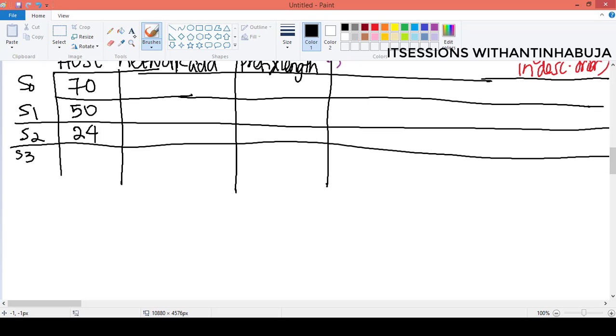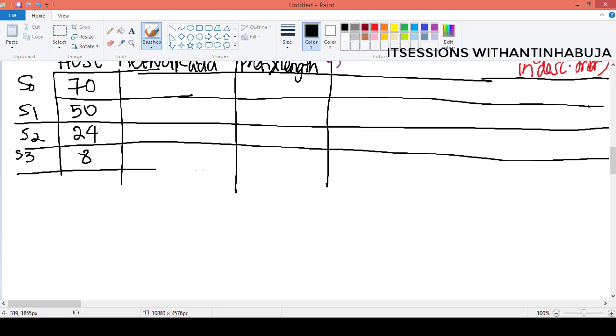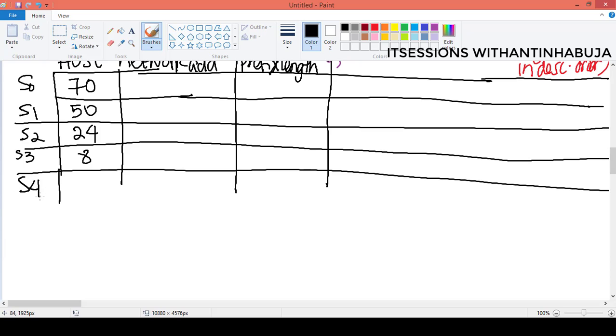sorry, I'm not good at drawing lines, so bear with me. Let me try another perfect one. So for S3 it will be 8. And for S4, it will be 2.